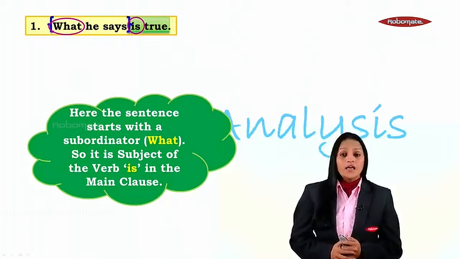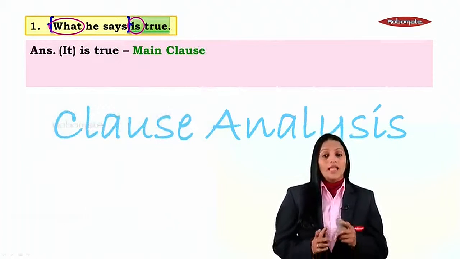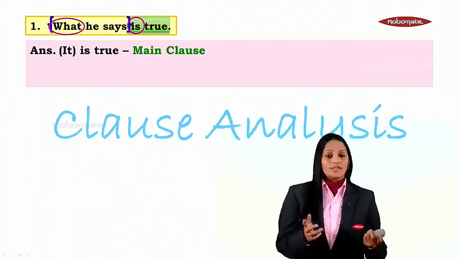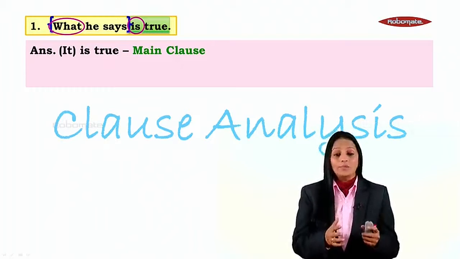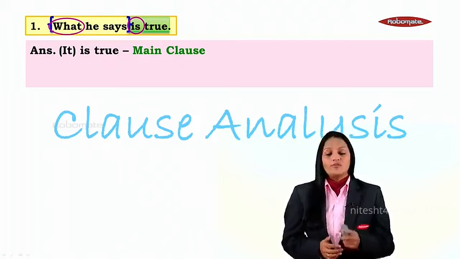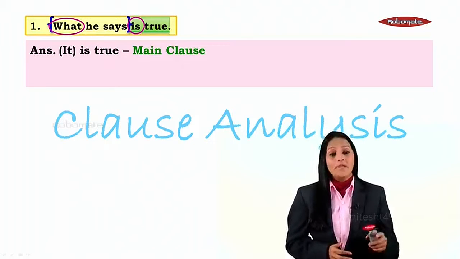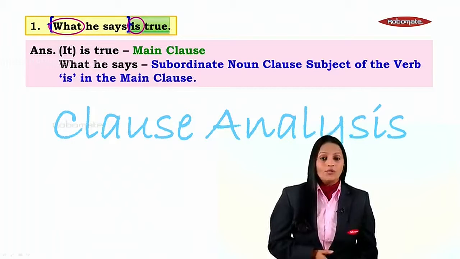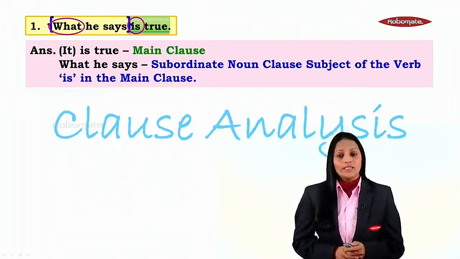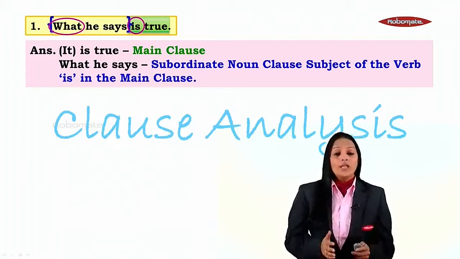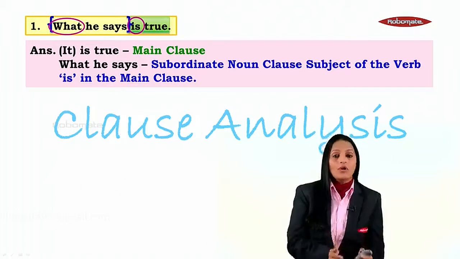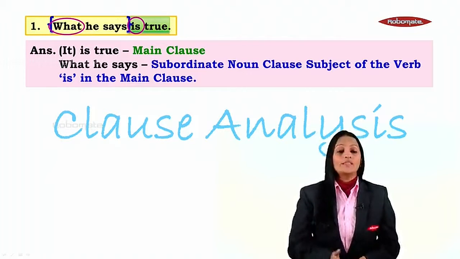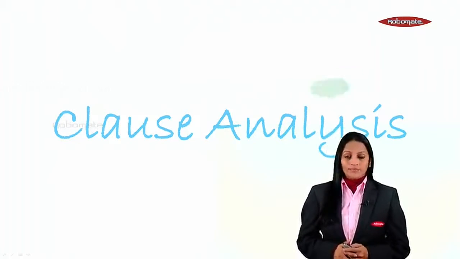So students, here this is how we write the sentence. It is true. Now, where does the it come from? Students, if we say is true, it doesn't make sense. It is not sounding so complete. So we will write it in brackets and say it is true, main clause. And what he says is subordinate noun clause, subject of the verb is in the main clause. So students, we know that when the subordinate noun clause comes in the subject position, it is subject of the verb. It will always start with the subordinator.